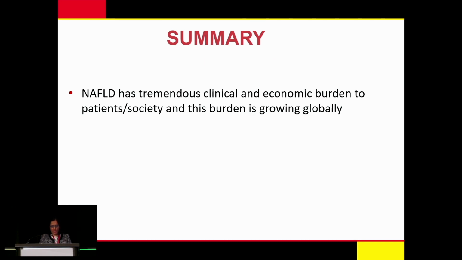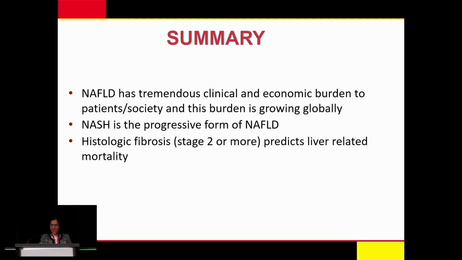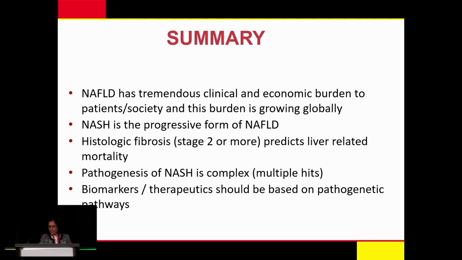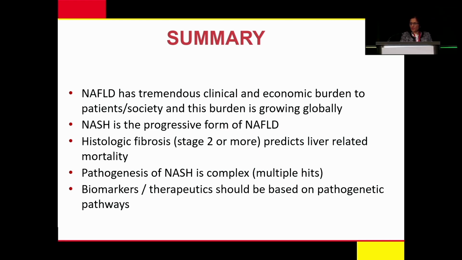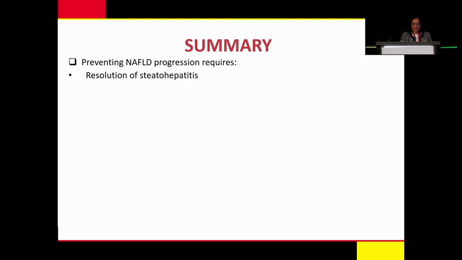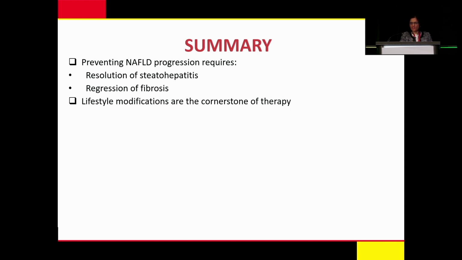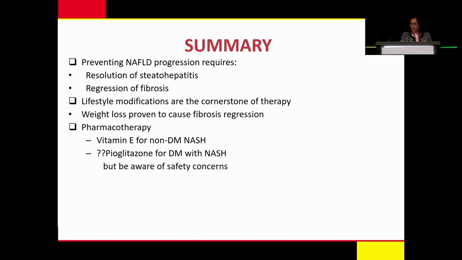So to summarize, NAFLD has tremendous clinical and economic burden to patients and society, and as we know, this burden is growing. NASH is the progressive form of NAFLD, and the presence of fibrosis predicts liver-related mortality. The pathogenesis is complex, and therapeutics are based on pathogenetic pathways. Preventing NAFLD progression requires resolution of steatosis, regression of fibrosis, and lifestyle modifications really are the cornerstone of therapy, since weight loss has been shown to cause fibrosis regression.